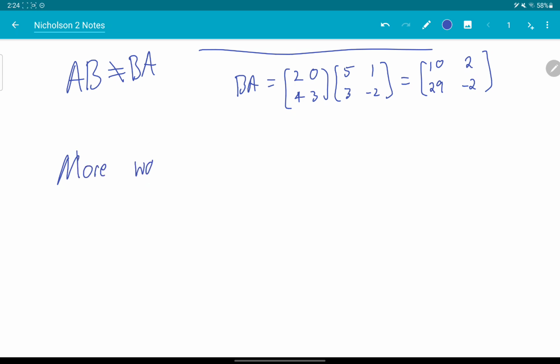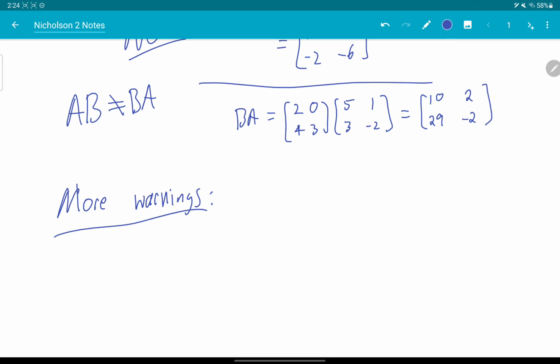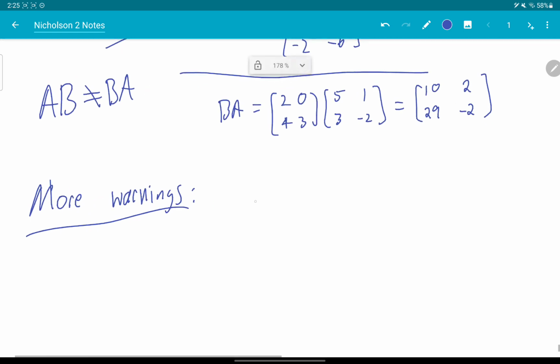Okay, more warnings. Okay, so this is violating something you were very used to. Okay, you're used to taking multiplications and changing the order. So you're going to do this subconsciously. You're going to make this mistake subconsciously. It's going to take some practice, but try to keep in mind. Okay, some other things to keep in mind.